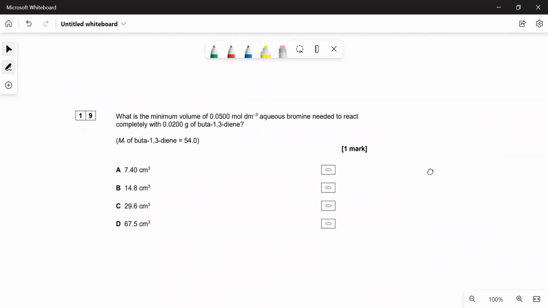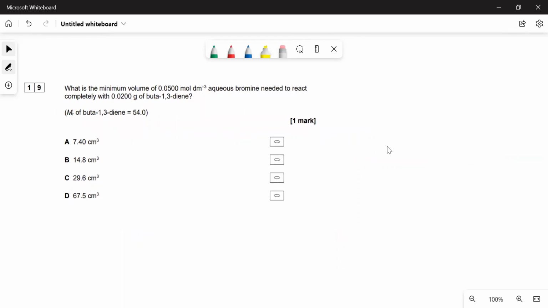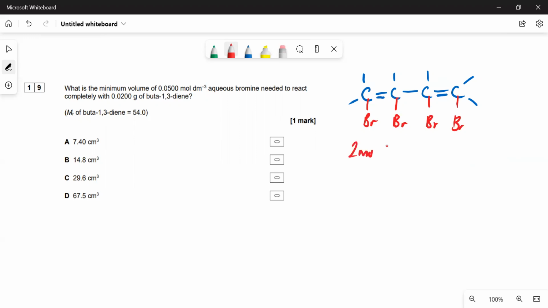What is the minimum volume of aqueous bromine needed to react completely with that much butadiene? So let's draw the structure of butadiene. You've got 4 carbons and you've got 2 double bonds. Okay, that's butadiene. Put hydrogens on. Now, when you react that with bromine, one Br2 molecule is going to add across here, and another bromine adding across there. So what is important is it's 2 moles of Br2 to every 1 mole of butadiene.